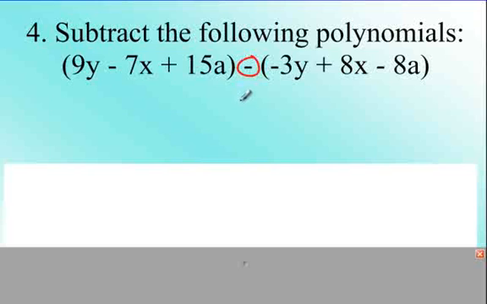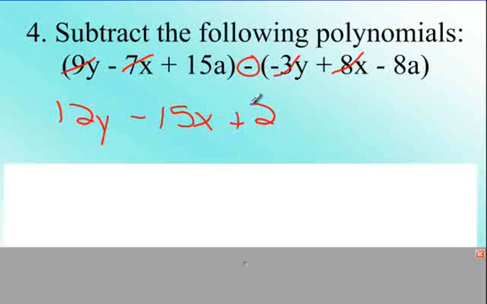We do have to make sure in this problem that we deal with our negative sign. At this point, many of you are like, yeah, okay, this is 9y minus negative, so that means plus. So I'm going to have 12y. Okay, so that takes care of the y's. I have x's, negative 7 minus 8. The negative 7 minus 8 is negative 15x. And I have 15 minus negative, so minus negative means we're going to talk about plus. So plus 23a. So our final answer.